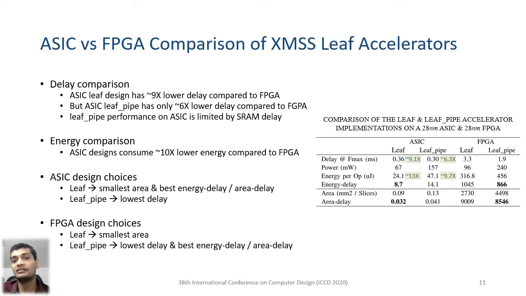The LeafPipe accelerator has the best energy delay and area delay metrics in the FPGA implementation, but this is not the case for the ASIC implementation. These results highlight that architectural decisions like pipelining need to be evaluated independently for ASIC and FPGA implementations.